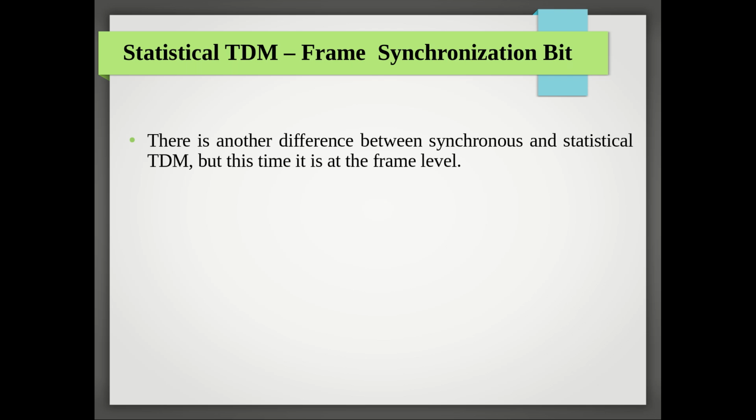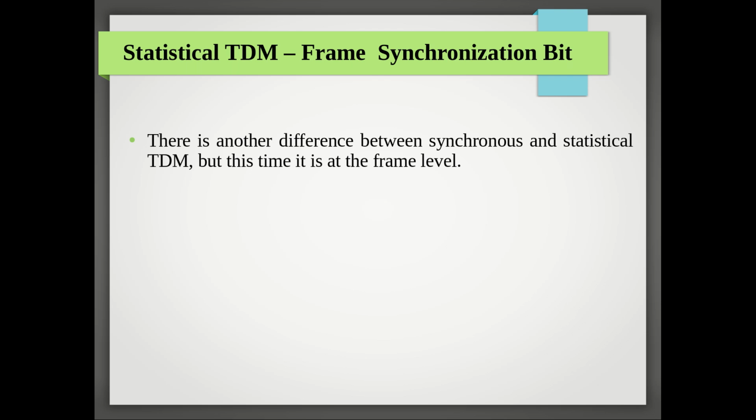Now if you look at the frame synchronization bit, in statistical TDM we don't want this frame synchronization bit. Instead the synchronization is achieved by the address bits here. But in synchronous TDM we need a synchronization bit per frame, as we saw, and discussed some problems with it. So there is another difference between synchronous and statistical TDM, but this time it is at the frame level, per frame. Already we discussed something at the slot level, now it is at the frame level.